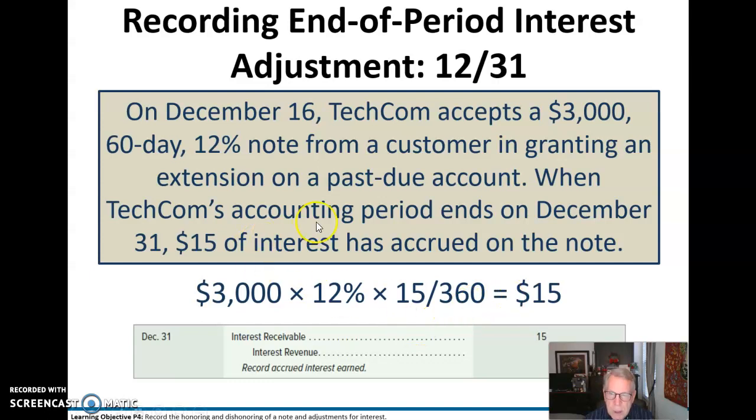Now, here TechCom's going to accept a $3,000. This looks like a good place to stop this video, and when we return, we'll take a look at this. Until then, bye for now.